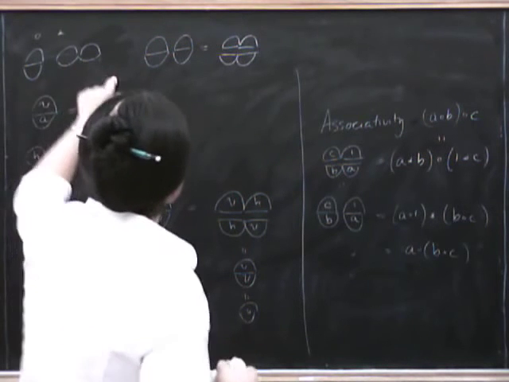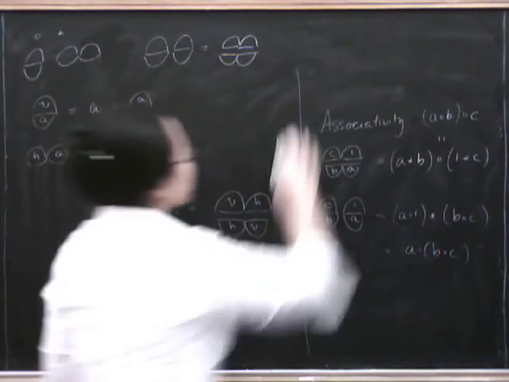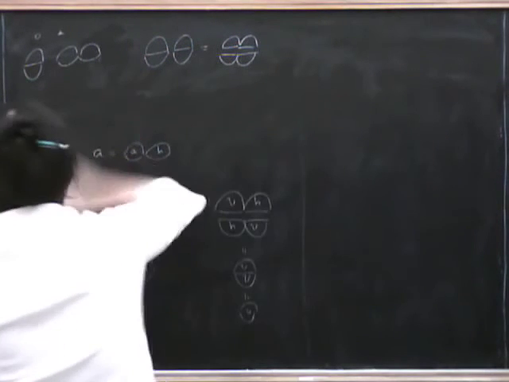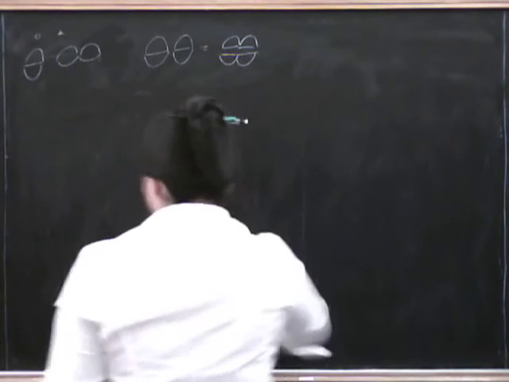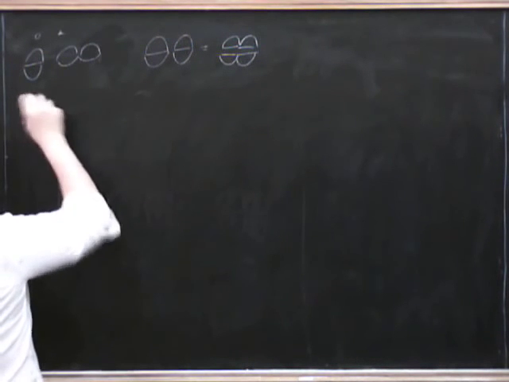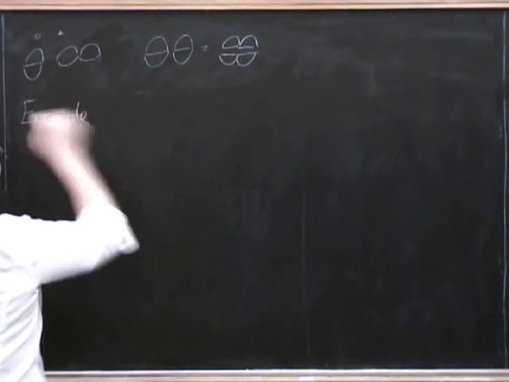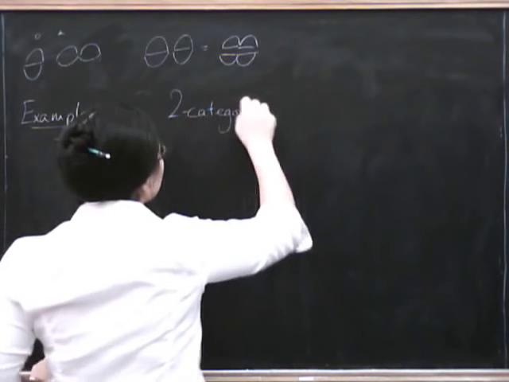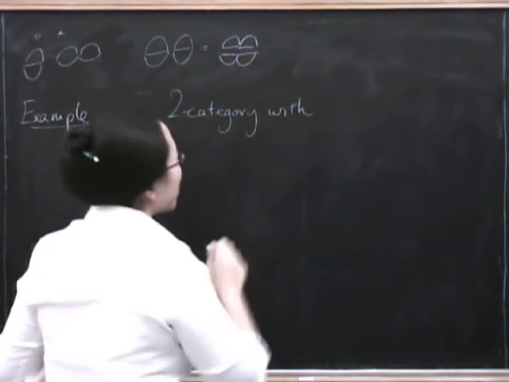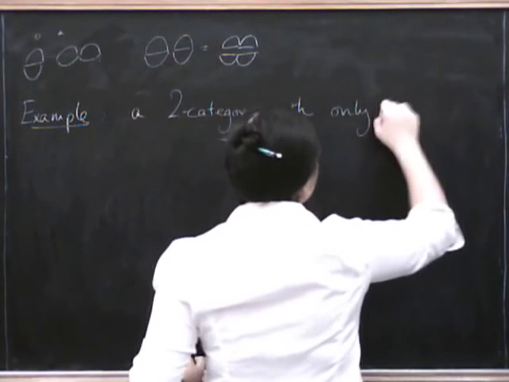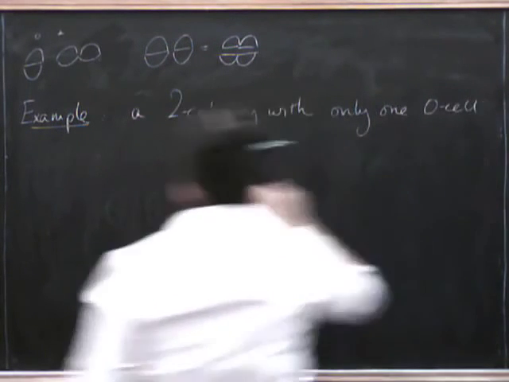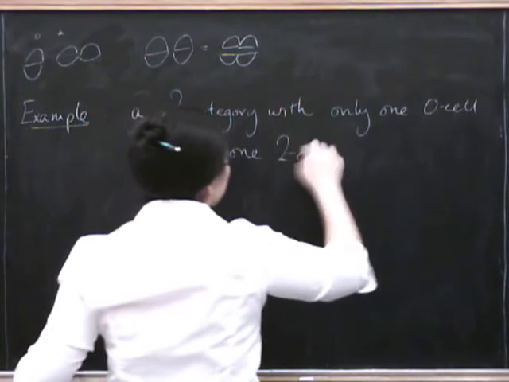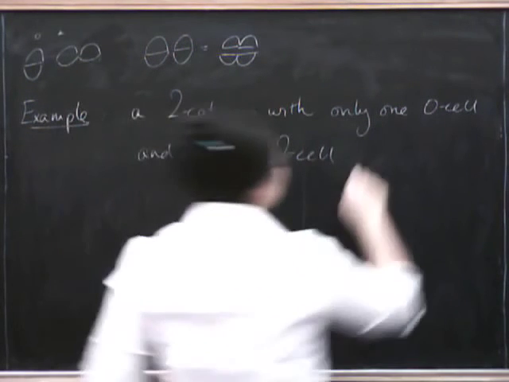Now, the reason I've been using horizontal and vertical composition as the example is that this is what you can do if you're in a 2 category. So here's an example of applying the Eckmann Hilton argument. A 2 category with only 1 0 cell and only 1 1 cell is in fact a commutative monoid.